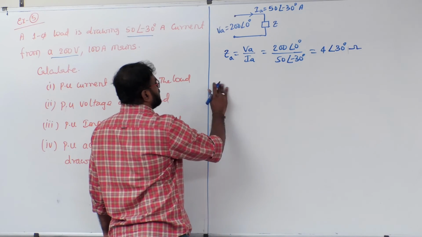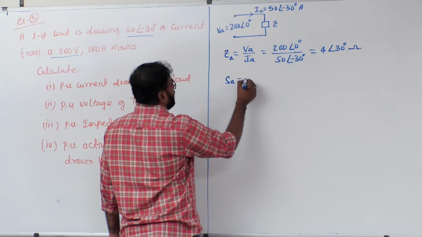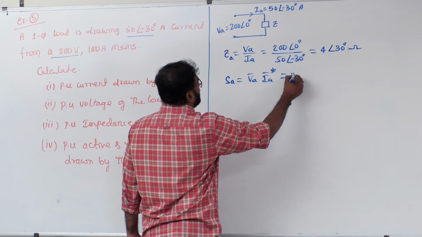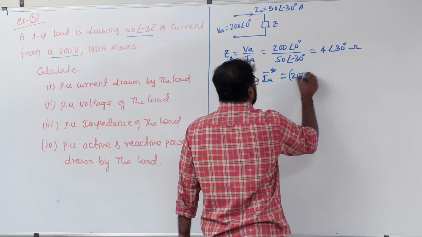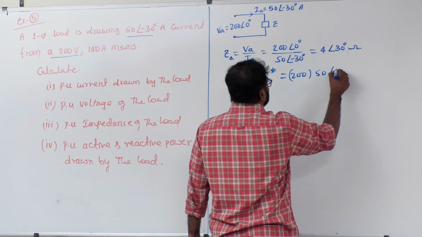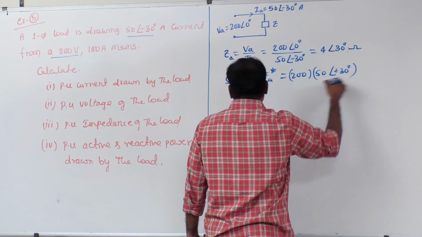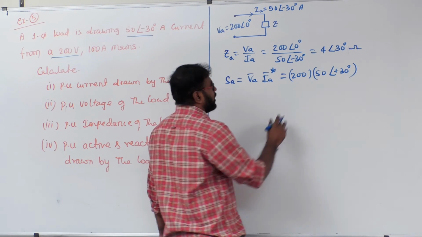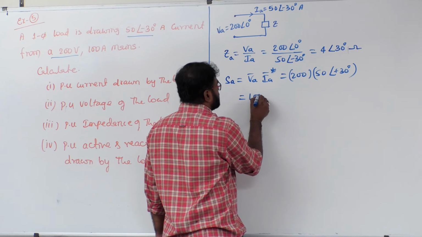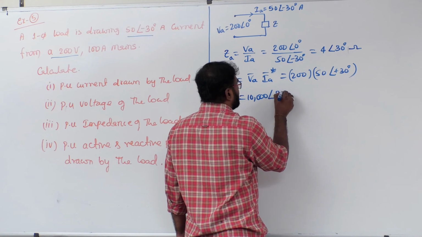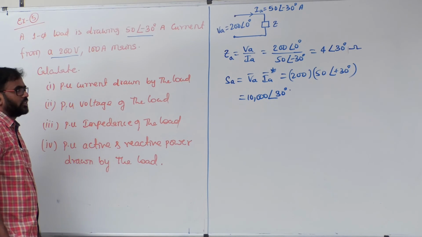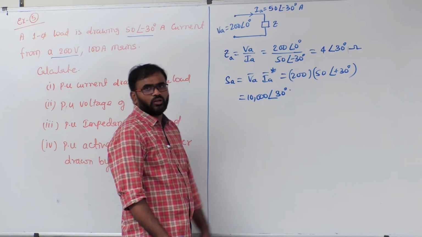Okay. What is the complex power? SA is VA into IA conjugate. That means 200 into 50 at an angle plus 30 degrees. Clear? 50 at an angle plus 30 degrees. So if I calculate this, the complex power is 10,000 at an angle 30 degrees. Okay, that is S actual.